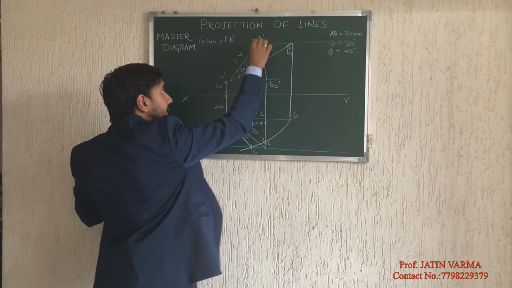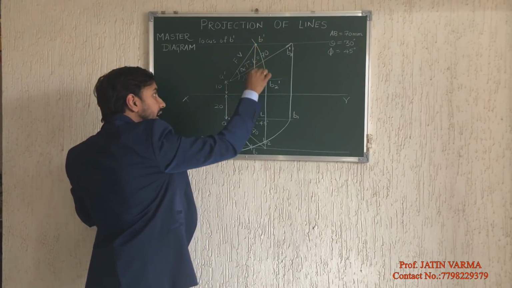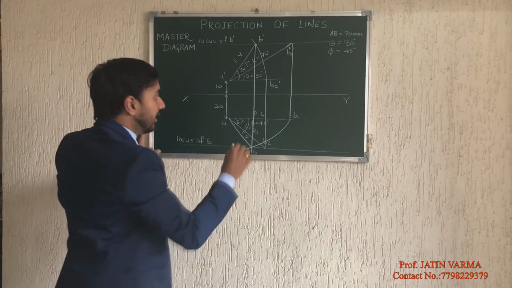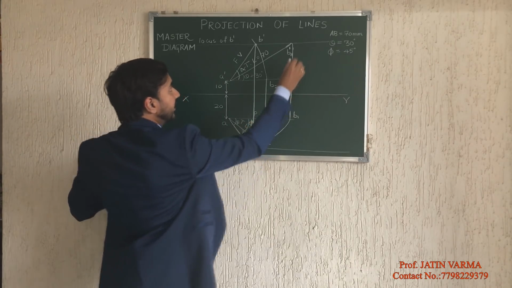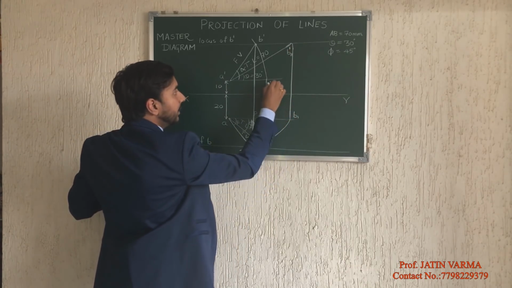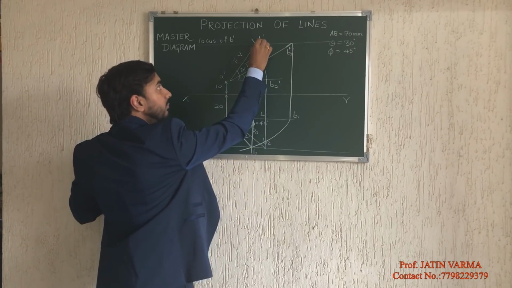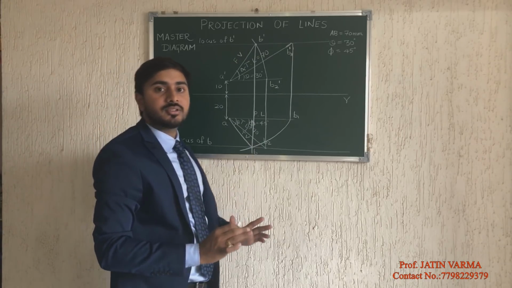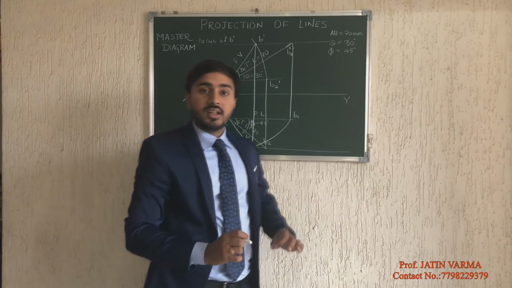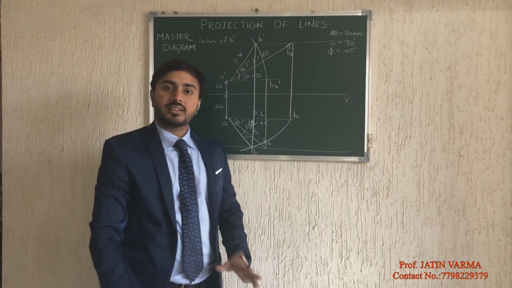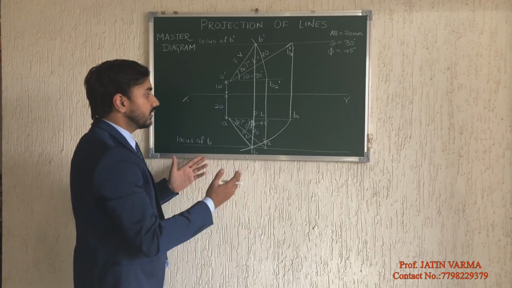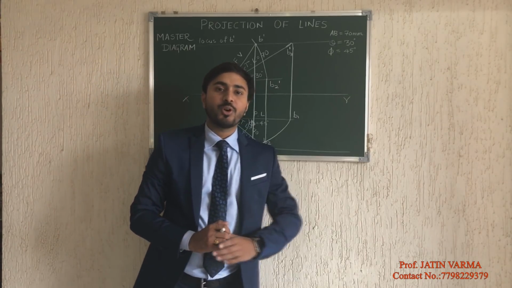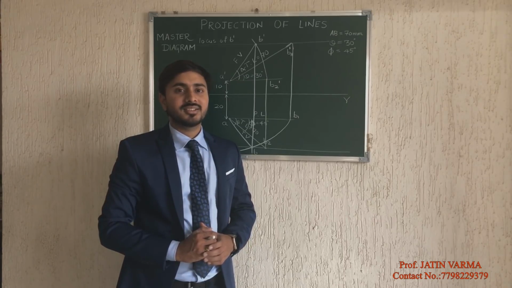You will realize one thing: this B dash and this B are on one same line, and because of that, B1 dash and B1 are on the same line, B2 dash and B2 are on the same line, and similarly B dash and B have to be on the same line. Finally, this is your master diagram. Understand, the conclusion of any sum based on projection of lines will be this master diagram only. I hope this was clear. This was all about projection of lines.